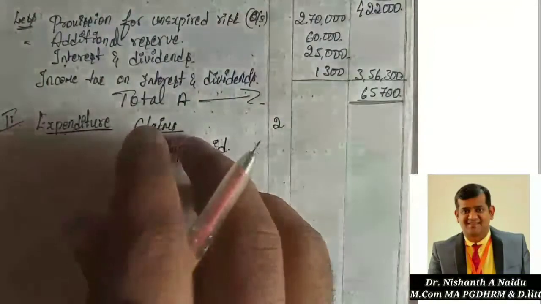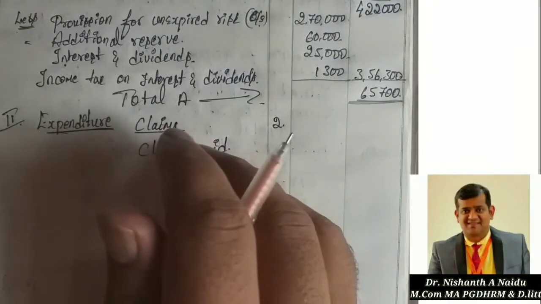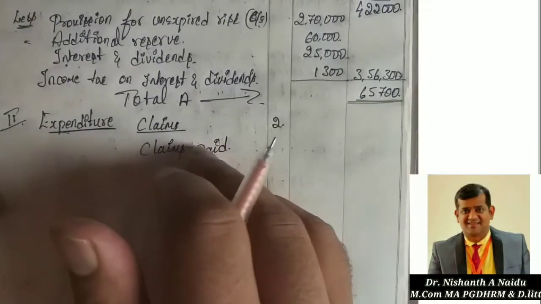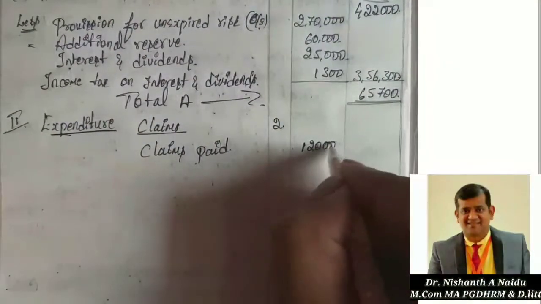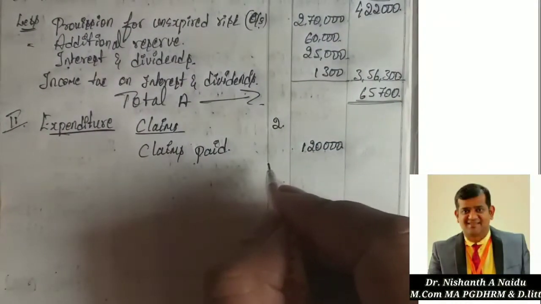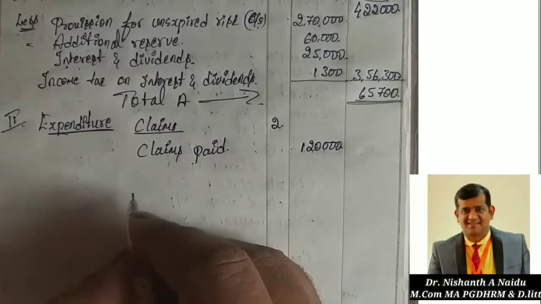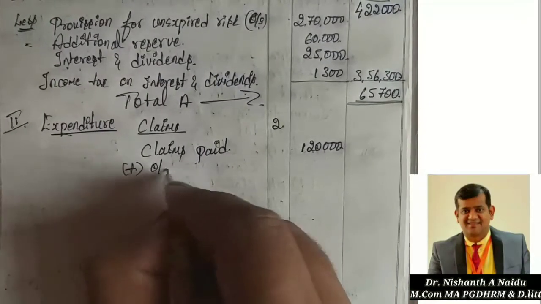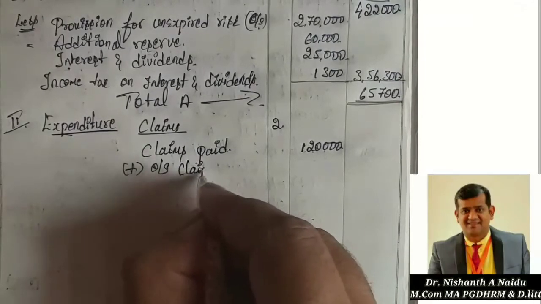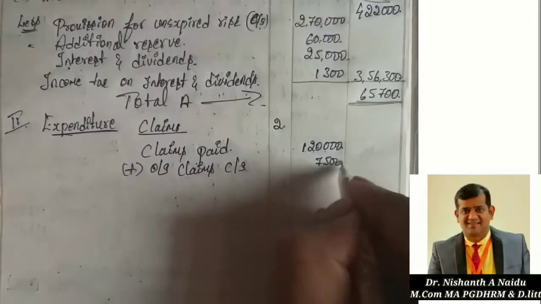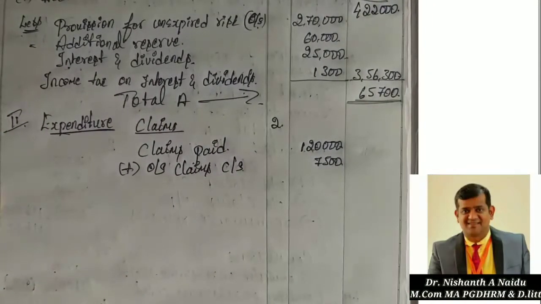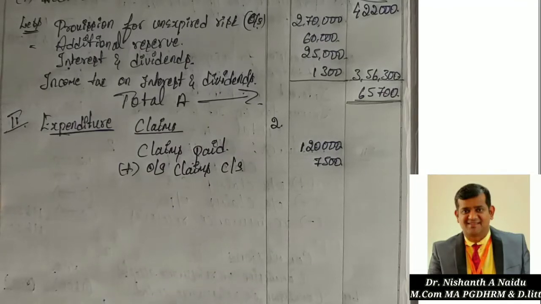The first item, I believe. So that is the first item, 1,20,000 rupees. Correct. So take down 1,20,000 rupees as the claims paid. Add outstanding claims. So that is closing balance. So how much? 7,500. Outstanding claims with 31st date, that is 7,500.